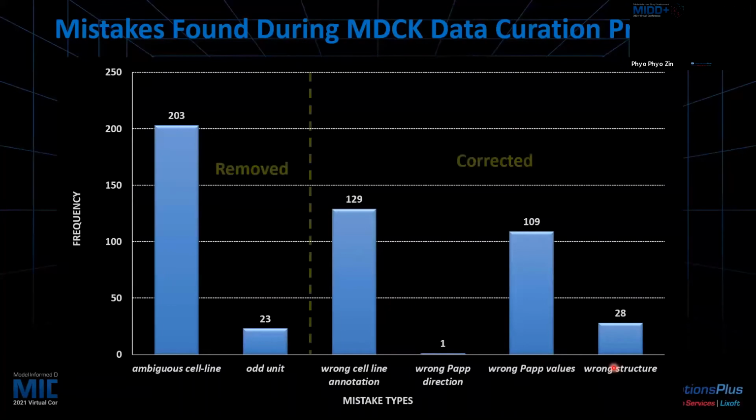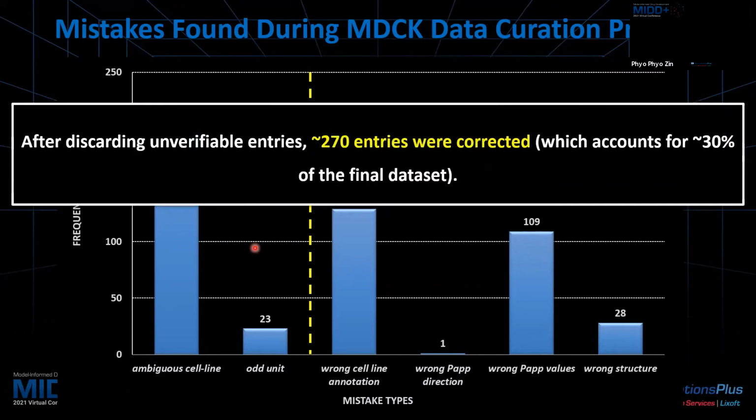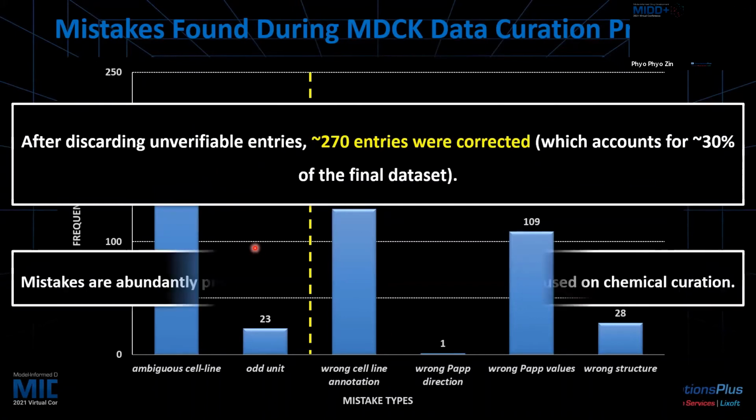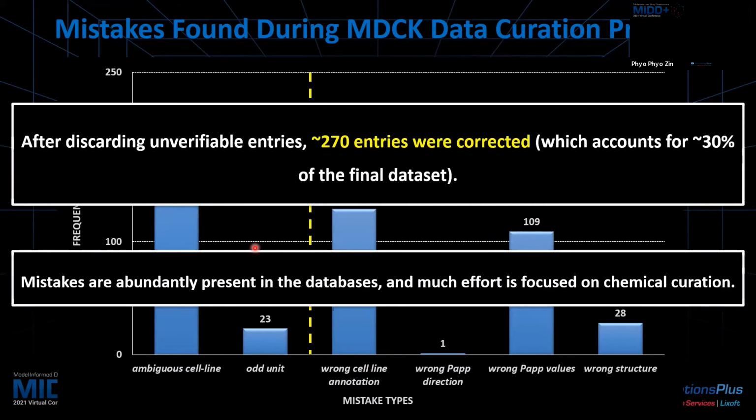In the cases where we can't really verify the information, we discard the entries from the dataset. If we're able to locate and verify that the information is incorrect, we retain them and correct them in the dataset. At the end of this data curation process, we corrected about 270 entries, which account for about 30% of the final dataset. It is a significantly large number. The other point of this slide is to emphasize that there are mistakes abundantly present in the databases, and there should be a lot of effort that goes into the chemical data curation part of the pipeline.